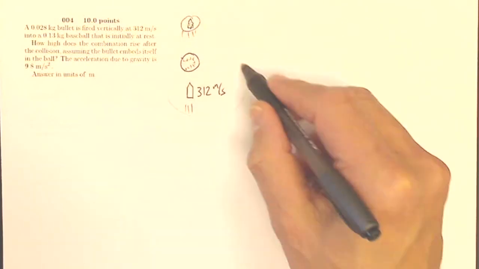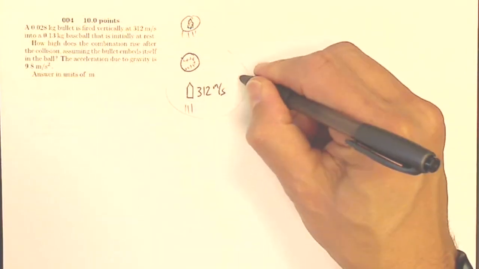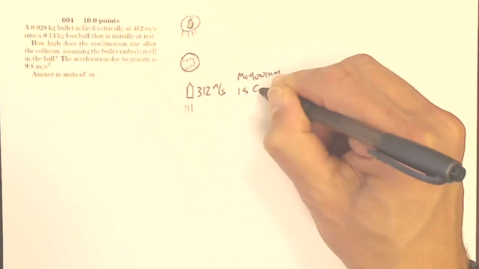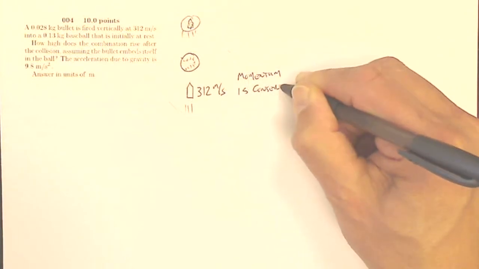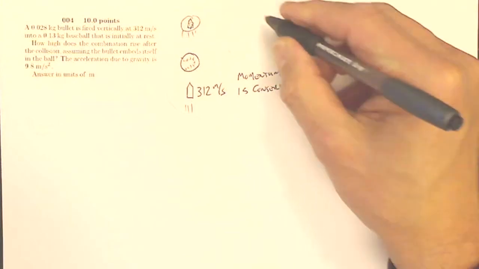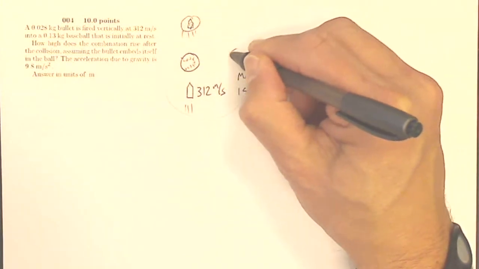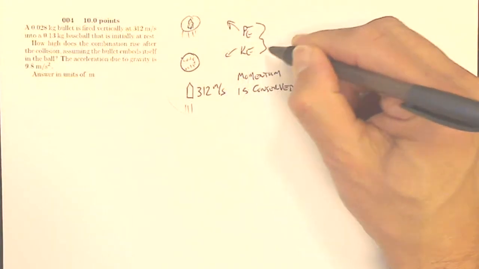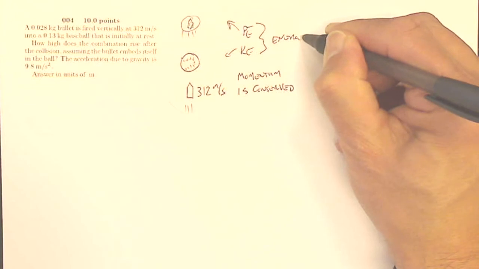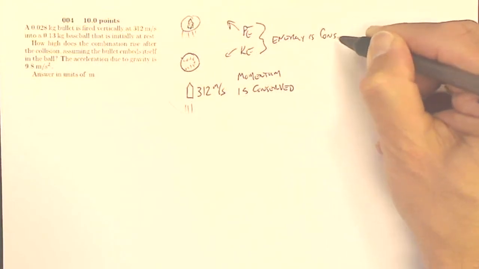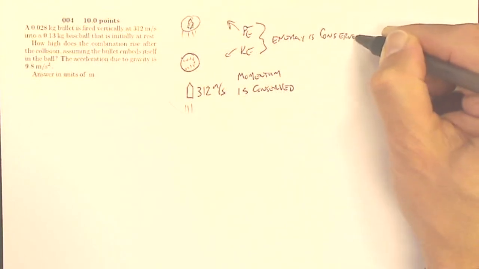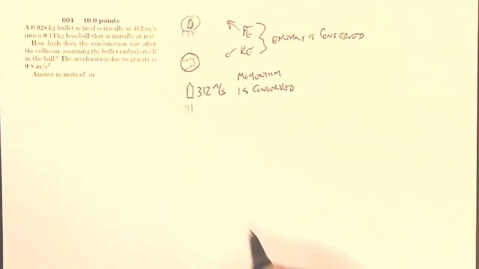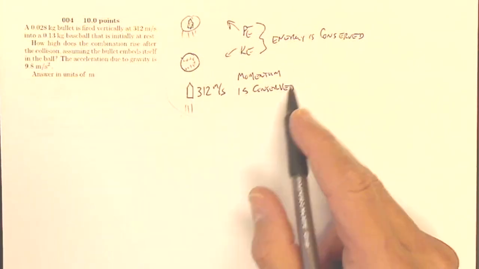So here, when I have the bullet hitting the baseball, this is a momentum is conserved problem. And then once it starts to rise, now I'm going to start off with some KE, and it's going to equal PE when it gets up to the top. So here I'm going to have energy is conserved. But I can't say energy is conserved overall because I'm going to lose some mechanical energy in this inelastic collision when the bullet hits the baseball. So first let me do my momentum problem.